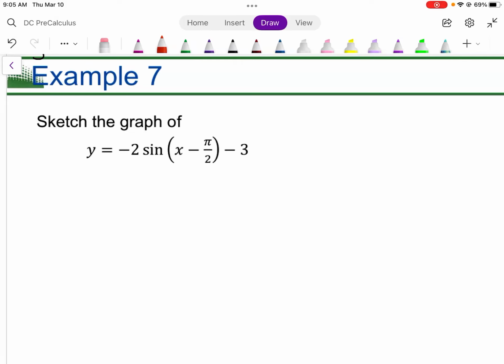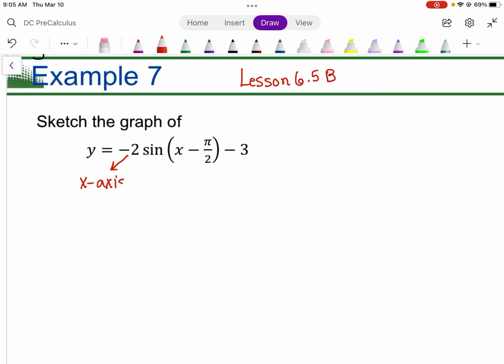We're going to end our 6.5 video series with this last example, example 7. So this is the last part of your 6.5b notes. This equation takes in everything we've learned so far with graphing trig functions with sine and cosine.